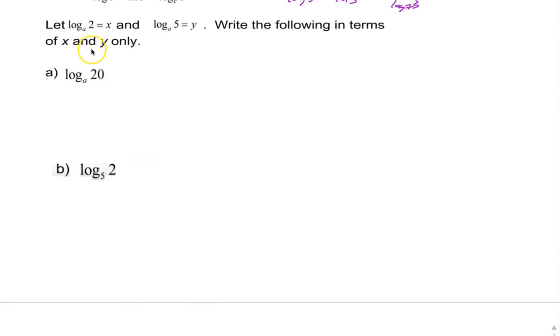This is the thing Ivy likes to do. Log base a of 2 equals x, log base a of 5 equals y. Write the following in terms of x and y only. So they only want you to use x and y. So you have to think about how can I get 2 and 5.